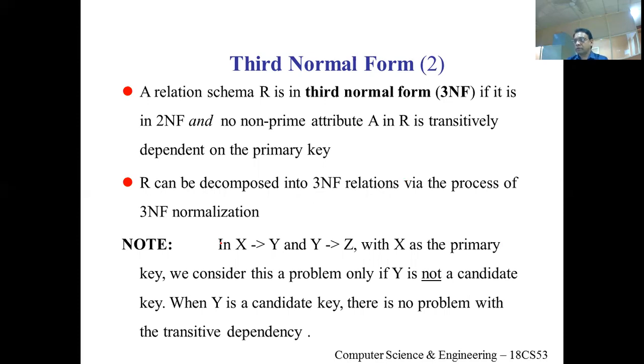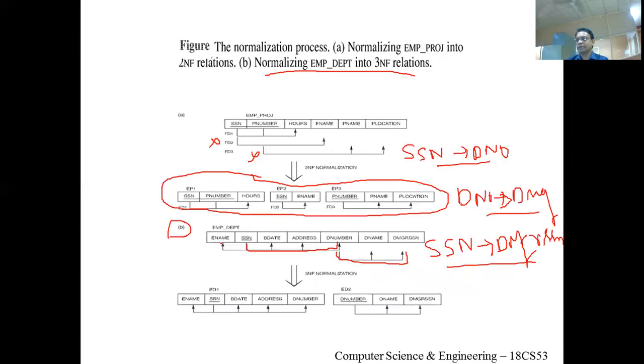No non-prime attribute A in R is transitively dependent on the primary key. Let's go to the diagram. Here DMGRSSN is a non-prime attribute, but it is transitively dependent on the primary key. So this should not be the case.